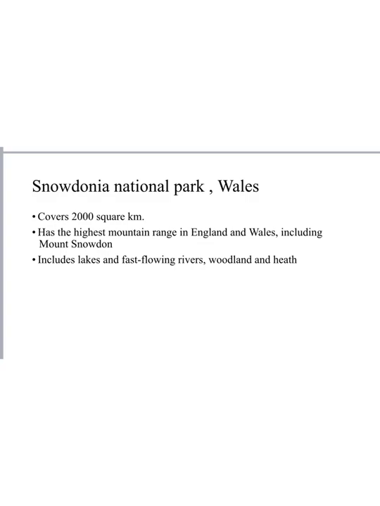Okay, halfway there. So this is the third one, and it's a bit closer to home. This national park is again another sensitive ecosystem that you need to know. It's Snowdonia National Park, found in Wales, where Mount Snowdon is. It covers 2,000 square kilometres, has the highest mountain range in England and Wales, including Mount Snowdon, and includes lakes, fast-flowing rivers, woodland and heathland.